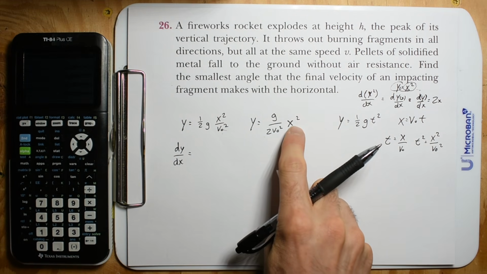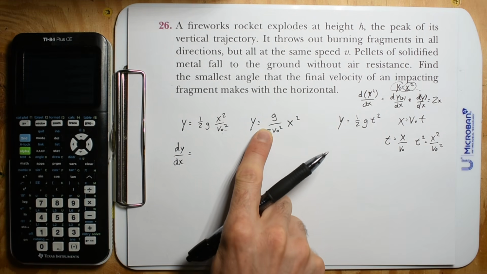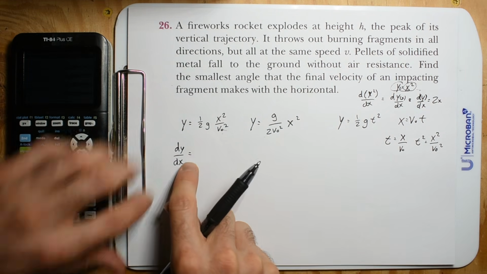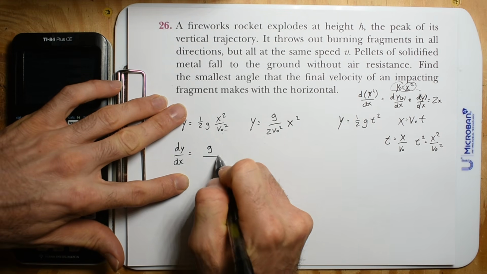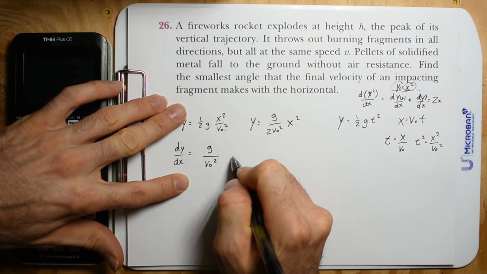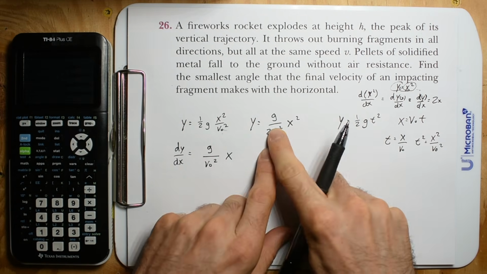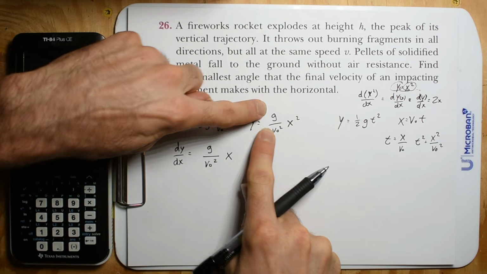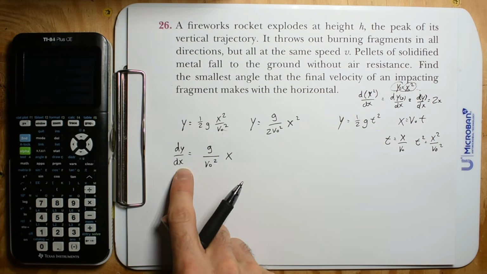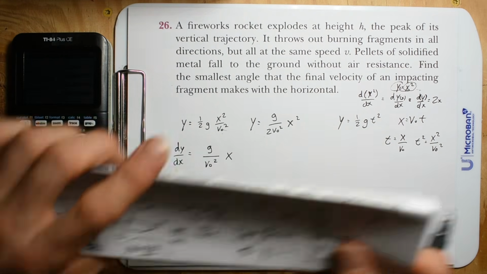Super simple. So we're just going to bring down the 2. It's going to cancel with that 2, and so the change in y over change in x is just going to be g divided by v naught squared times x. So the 2 came down, but we already canceled it with that 2. The 2 would be upstairs, and it cancels with this 2. Okay, so now we have this differentiation.